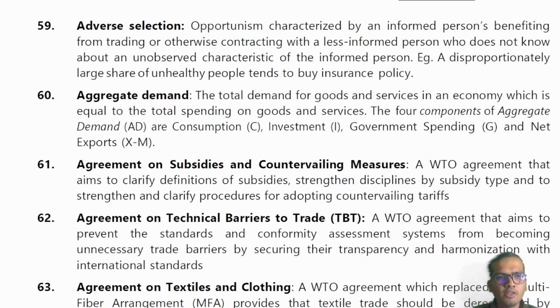Number 60, aggregate demand. So the total demand for goods and service in an economy which is equal to the total spending on goods and service. There are four components of aggregate demand that are consumption, investment, government spending, and net exports, that is X minus M.